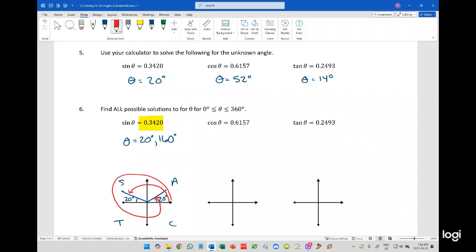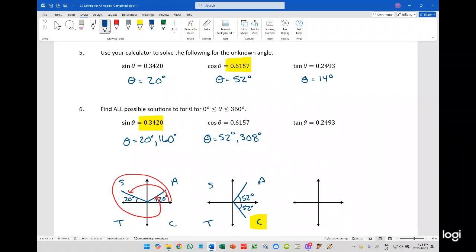Okay, let's try this next one. Same idea. We know that from the question above, 52 degrees is one of the angles. That's here. But if I put CAST on there, I know that I'm also going to get a positive cos value in the fourth quadrant. So I'm going to have a related angle here, which is 52 degrees. But that's 52 degrees backwards from 360. So 360 minus 52 is 308 degrees. And 308 degrees is our second answer to that one.